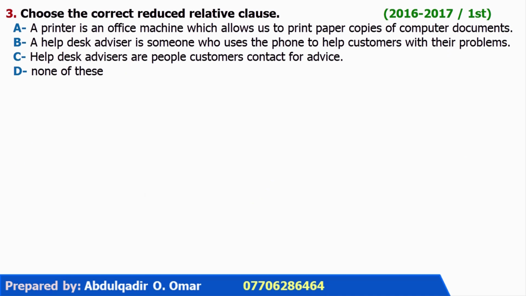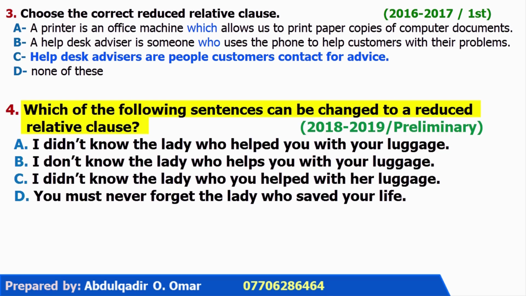Question number 3. Choose the correct reduced relative clause. In such a question, just focus on the one that lacks or doesn't contain the relative pronoun. Here, option C doesn't have a relative pronoun, so the correct answer is C. Help desk advisors are people customers contact for advice. Question number 4. Which of the following sentences can be changed to a reduced relative clause? Let's see which one can be changed to a reduced relative clause.